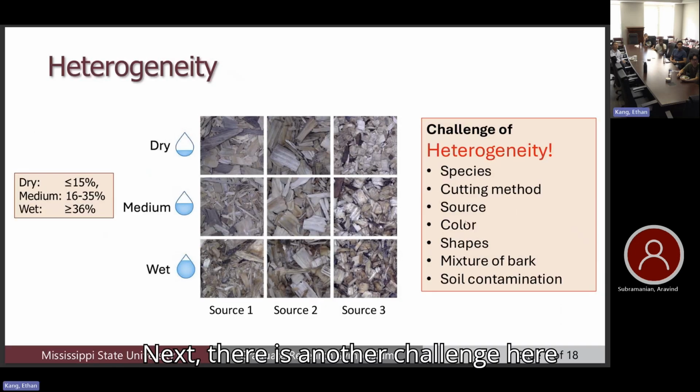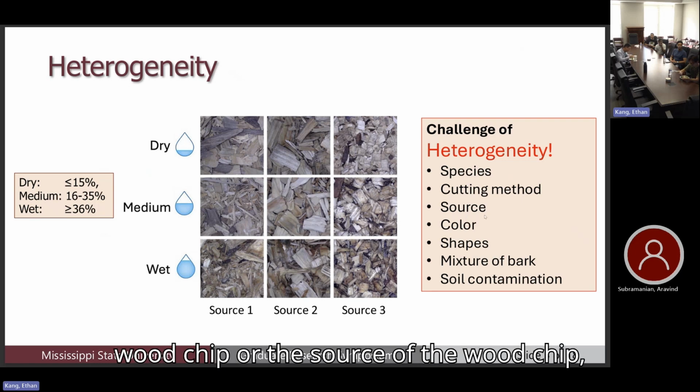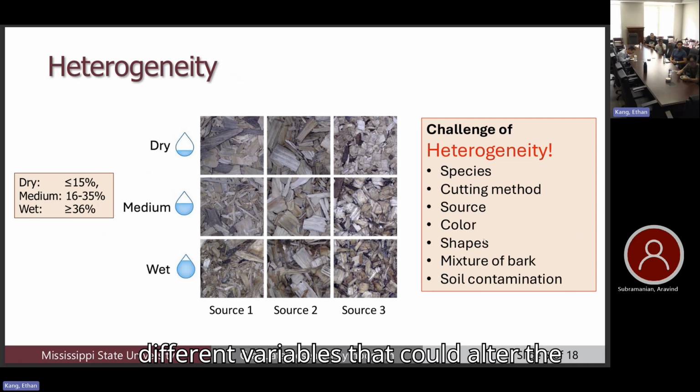Next, there is another challenge here, which is the challenge of heterogeneity. Heterogeneity means that the distribution of the data could be different in different scenarios. The heterogeneous distribution could come from the species of the plant, the cutting method of the wood chip, or the source of the wood chip, then color, shapes. There are many different variables that could alter the properties of the wood chip.